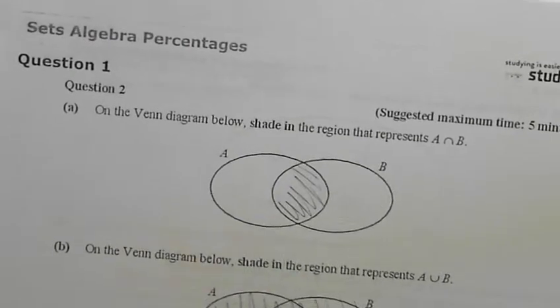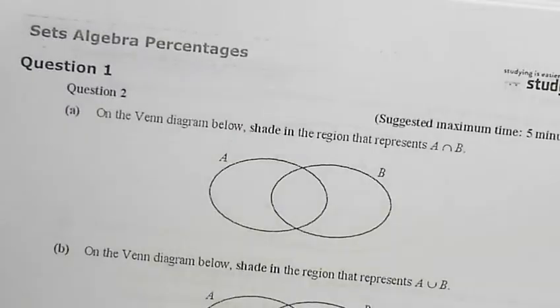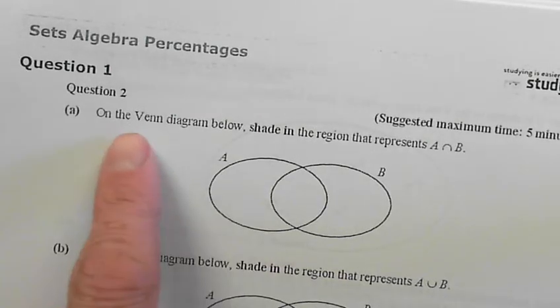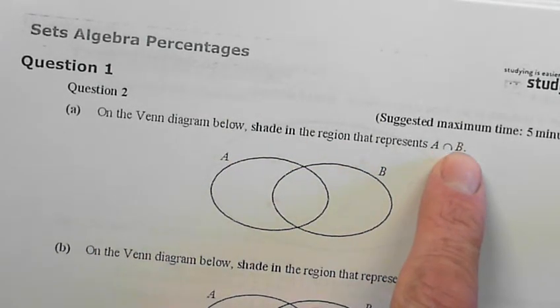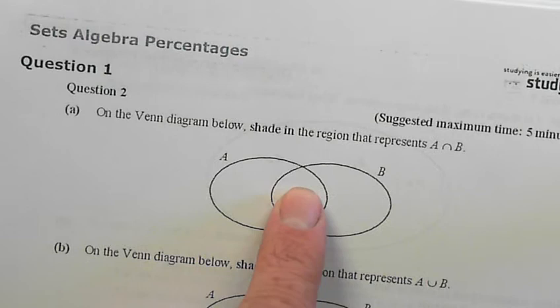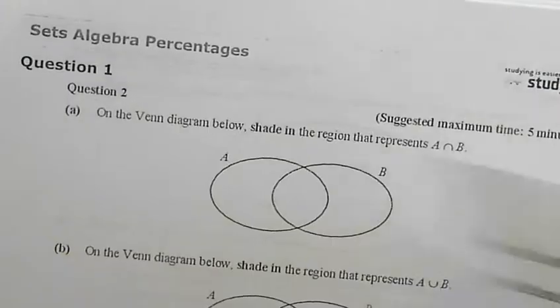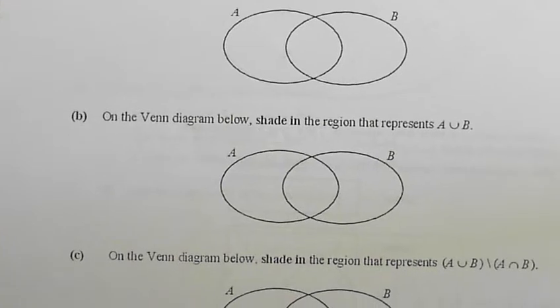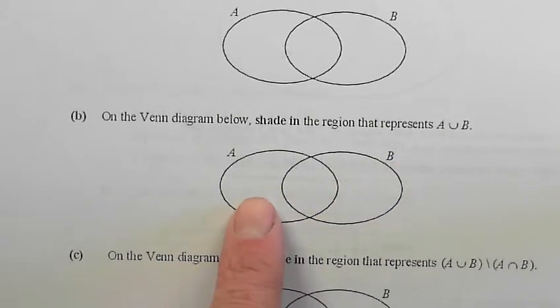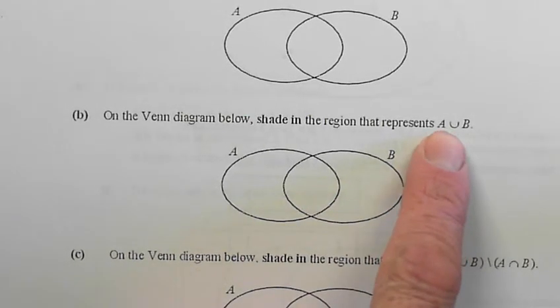Right. So we filled this out already. This is what the question was like. Shade in the region which represents A intersection B. That means where they cross over. So that's where they cross over. The next question. What is A union B? So A union B means all of A and all of B, which is that.